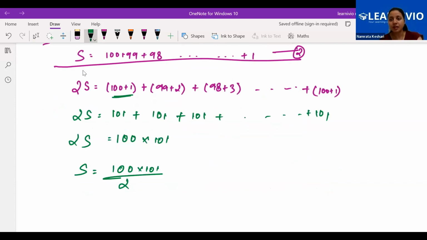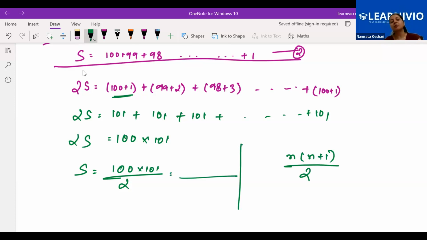Yes, ma'am. Okay. And from here comes a formula that to find the sum of n natural numbers, the formula is n into n plus 1 by 2. This calculation became very simple. You can cancel 100 by 2, and then you can do the multiplication. Easily you will get the sum of all the numbers from 1 to 100.